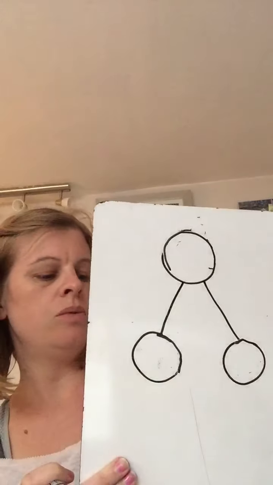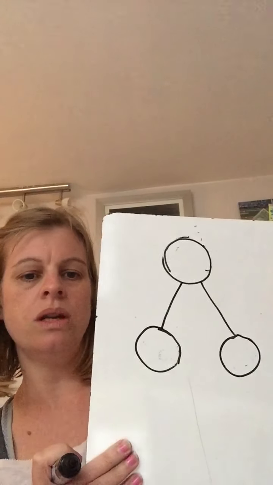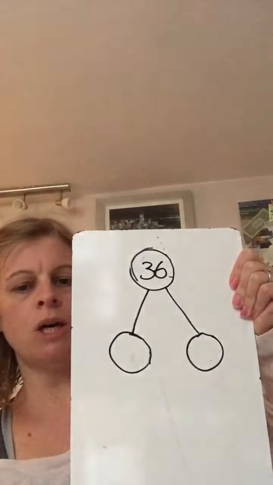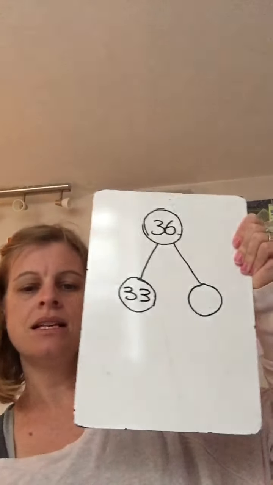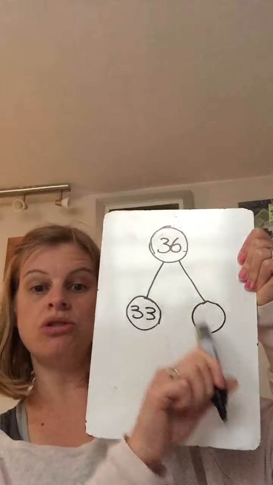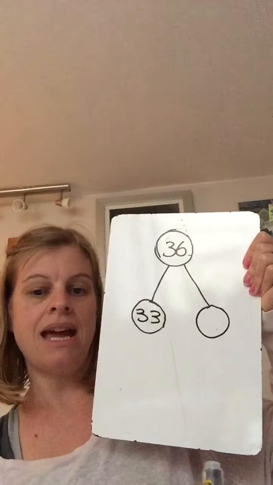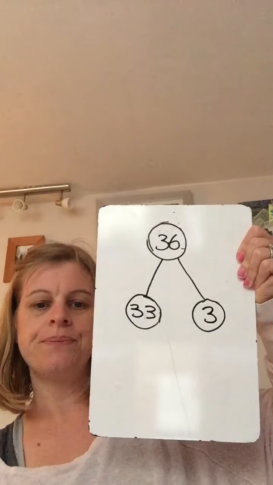Can you put it in a part whole now? So on the back of your board, or if you've got room on your board, can you put it in a part whole? So what's our whole? Biggest number? 36, isn't it? 36 is our whole. Then one of our parts is 33. So 33 add what makes 36? 33 add 3 makes 36.